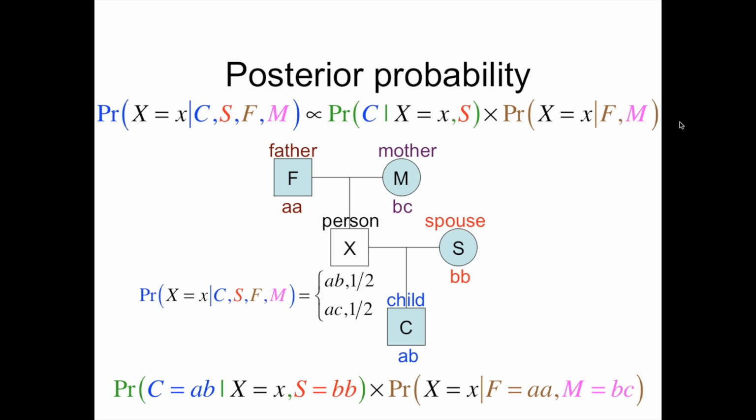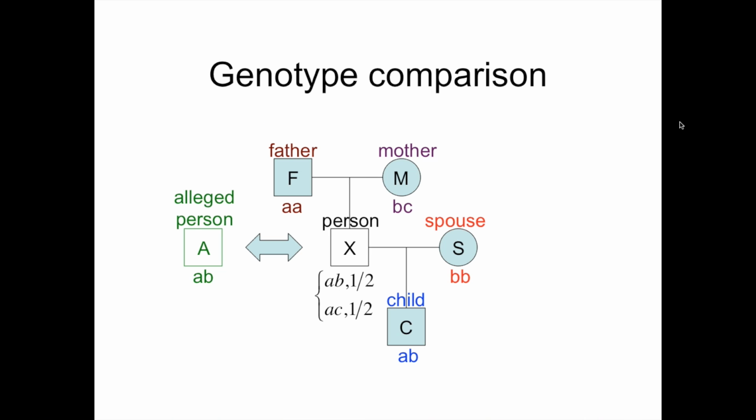And that's the posterior probability that capital X assumes one of these values, the unknown genotype, conditioned on all the other pedigree members. So now, by looking at the whole pedigree with all this information, we can calculate the posterior probability of the genotype of this individual at this locus. But we don't just want to calculate this person's genotype. We want to make comparisons.